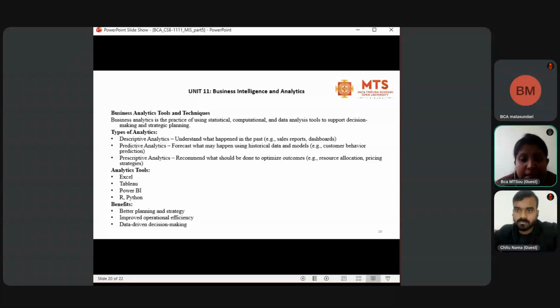And there are some tools that are used in business analytics. First one is Excel, then Power BI, Python. These are some tools. And then the benefits are better planning and strategy, improved operational efficiency, and data driven decision making. So these are some benefits of business analytic techniques.